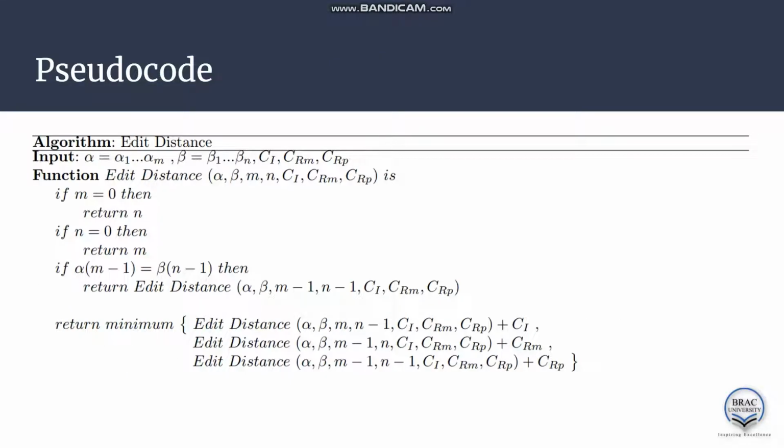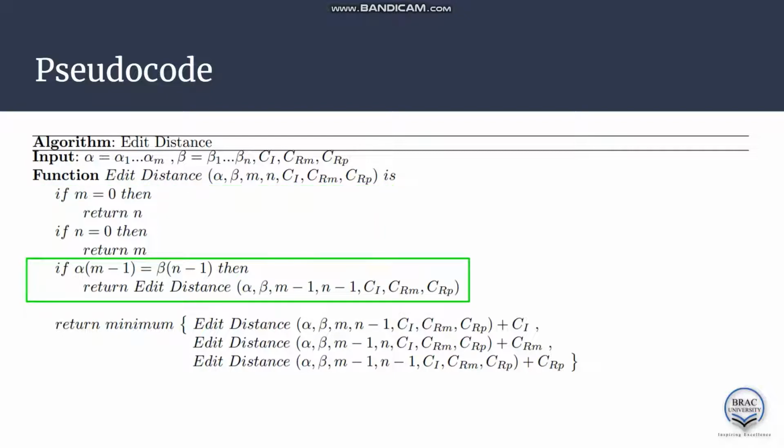Now let us take a look at the pseudocode of the edit distance algorithm. First of all, we take an input alpha and beta, where alpha has m characters and beta has n characters. We also take an input of the operation cost. There are 2 base cases here. If m is 0, then we return n. If n is 0, then we return m.